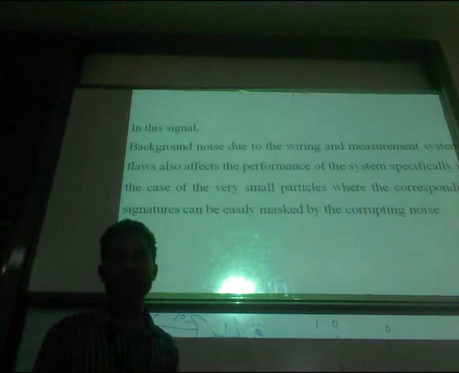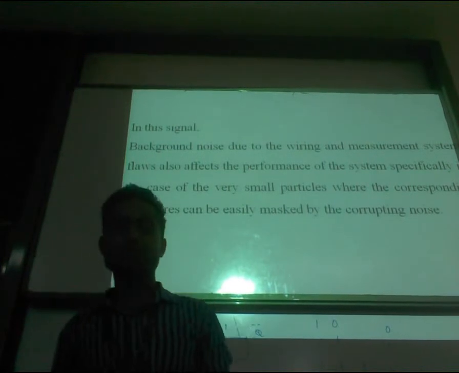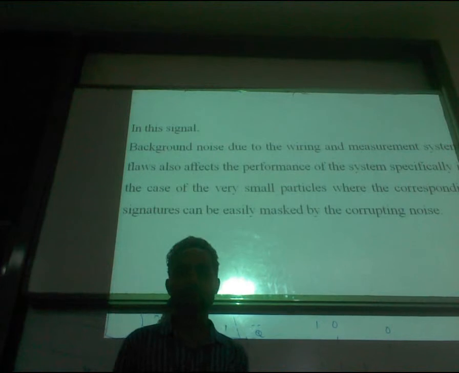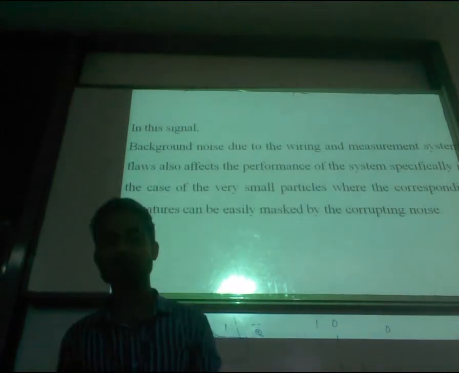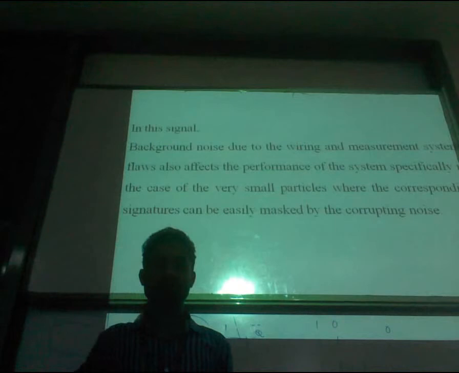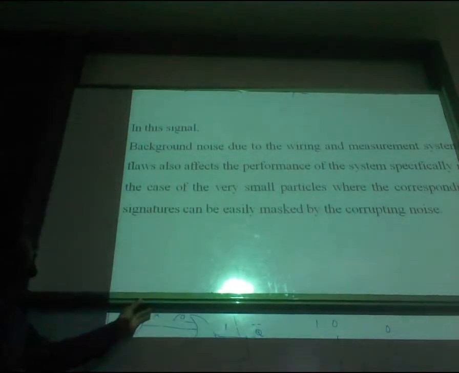In this signal, the background noise due to the wiring and the measurement system also affects the performance of the system, in the case of a very small particle, where the corresponding signature can be easily masked by the corrupting noise.